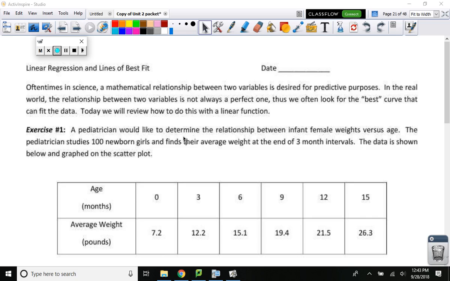All right, so we have a lesson today talking about linear regression. We already talked about the equations of lines. Again, it will probably be a review, but you may not remember it.